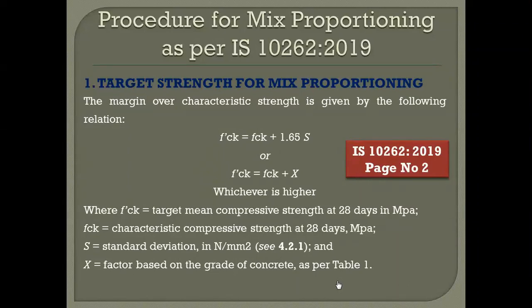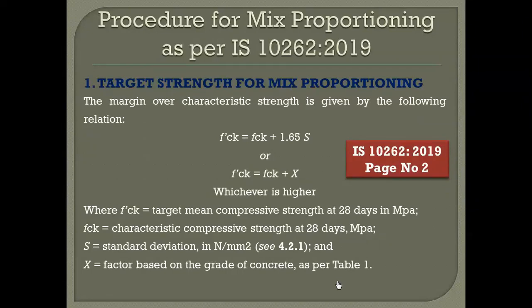f'ck is nothing but the target compressive strength at 28 days, whereas fck is the characteristic compressive strength at 28 days. So there is a difference between f'ck and fck. Characteristic compressive strength means the strength obtained at 28 days, below which only 5% of the test results are expected to fall. That is the characteristic strength. Target mean strength is obtained from the mix design. So after 28 days, whatever strength you obtain, there will be a target strength. In the coming slide, I have an example.